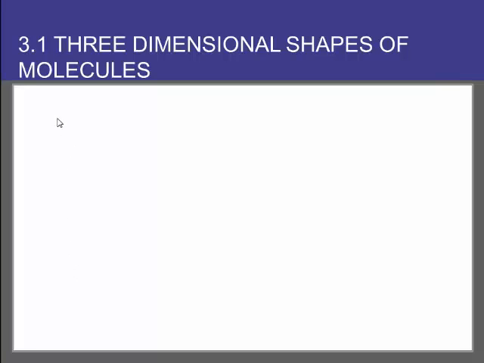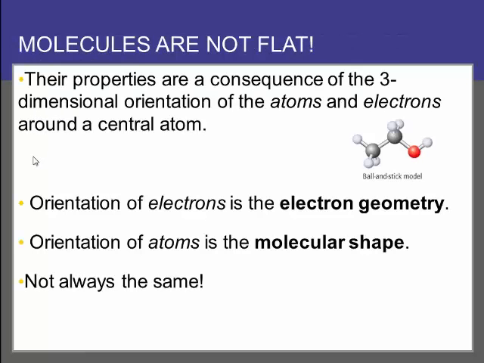So section 3.1 deals with the three-dimensional shapes of molecules. How do we predict these three-dimensional shapes? The molecule's properties are a consequence of the three-dimensional orientation of the atoms and electrons around a central atom.